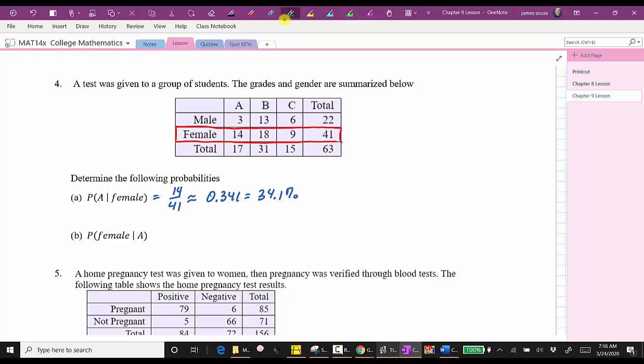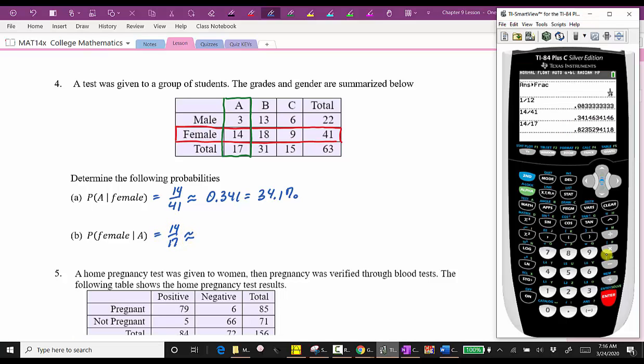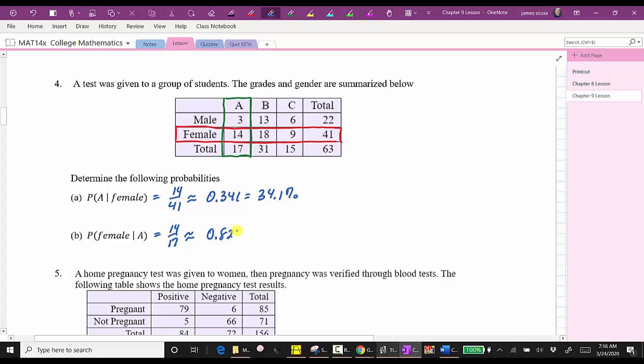For part B, we want the probability the student is female given the student received an A. So for part B, we're only concerned about the A column, this column here. Notice how there are a total of 17 A students. Of the 17 A students, 14 are female, and therefore the probability the student is female given the student received an A is 14 divided by 17, or 14/17, which is approximately 0.824. Notice here we round up because of the 5 in the 4th decimal place. It is equal to 82.4%.